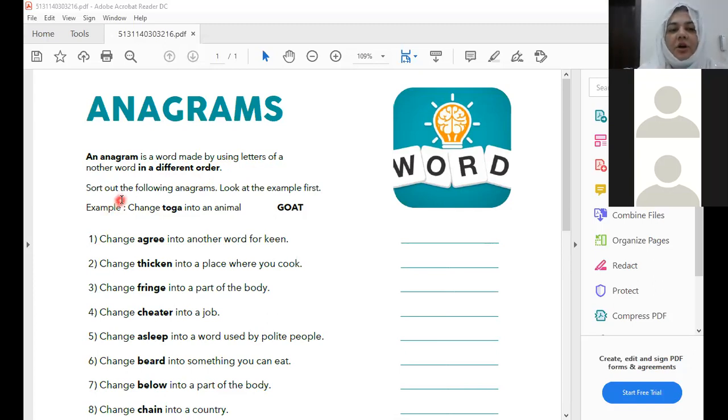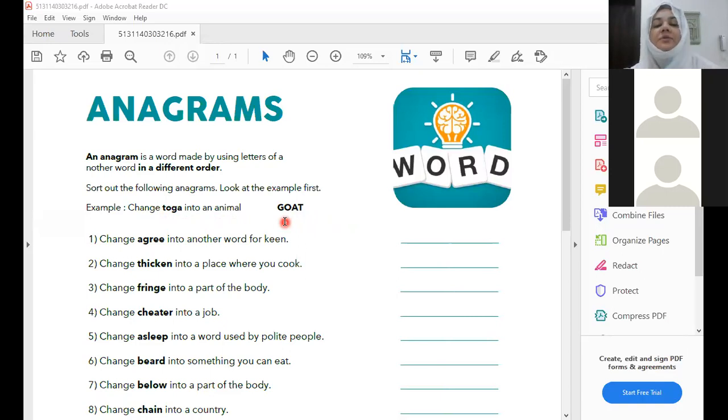For example, sort out the following anagrams. Look at the example first. Toga is a word, and the hint says it is an animal. They are giving you a hint. That hint will help you to change the arrangement of the word and make a new word. So toga, if we know that it's an animal, then it's very easy. If we don't know that it's an animal, then it's difficult for us.